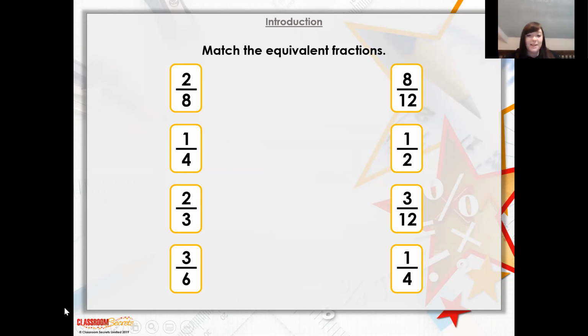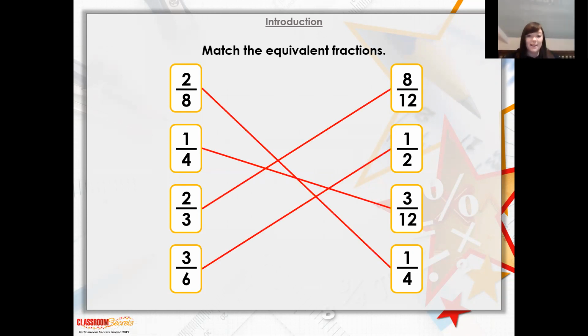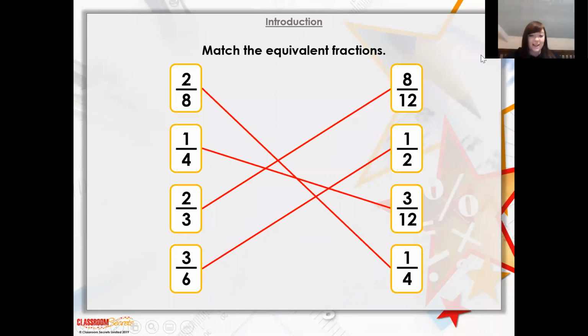Okay, so the first one is 2/8. And that can be matched with 1/4. The next one is 1/4, and that can be matched with 3/12. Then we have 2/3, which can be matched with 8/12. And the last one is 3/6, which can be matched with 1/2. Well done if you managed to get those right.